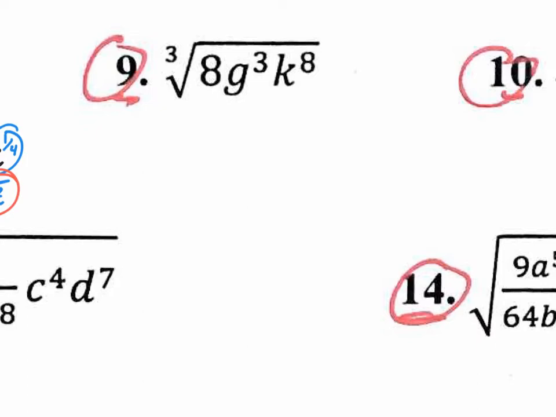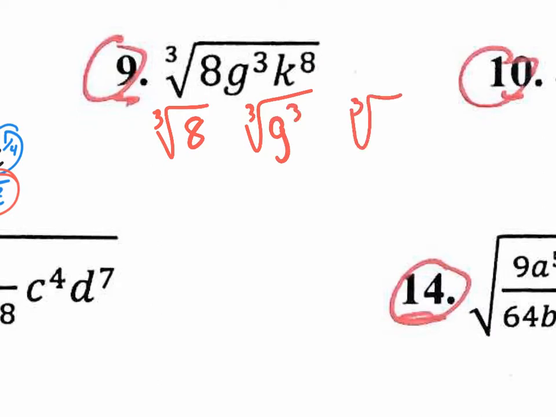So on number 9, we've done simplifying radicals before. We're going to split that third root to each of the terms. We have the third root of 8, the third root of g to the third, and the third root of k to the 8th. The calculator will do this for you, or you could simply think what times itself 3 times will give you 8. The answer is 2.